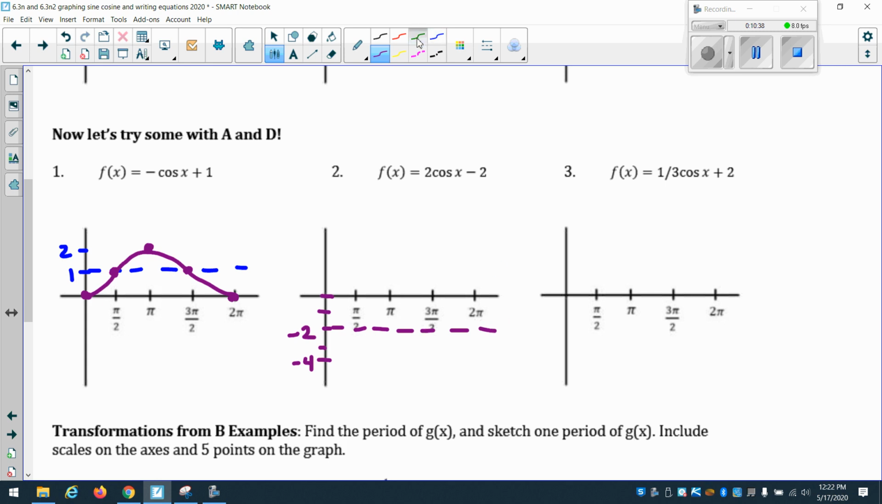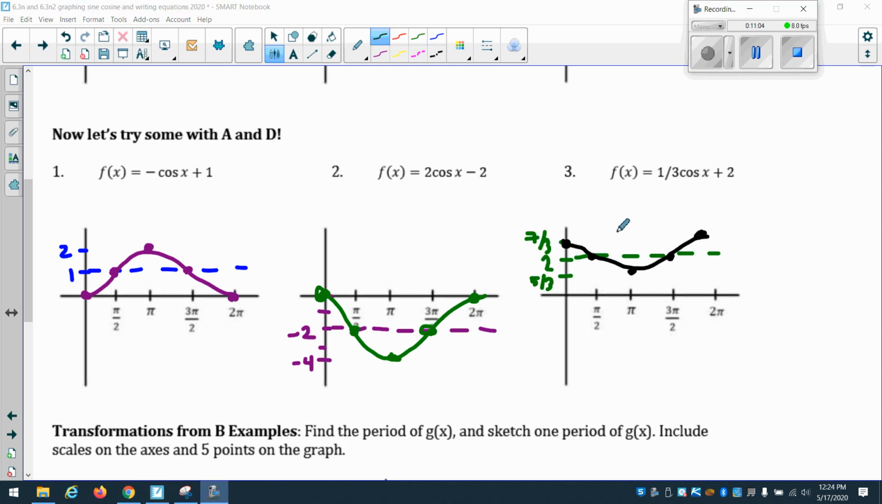Okay, now we graph. So we're at our maximum of cosine, which is at 0. Then we're back at our midline. Then we are at the minimum, midline, back to the max. And then we connect these points. Okay, so pause the video and try number 3.